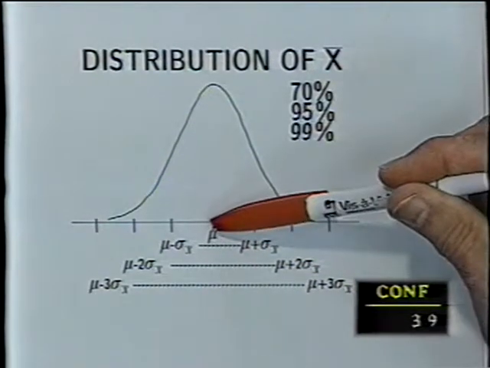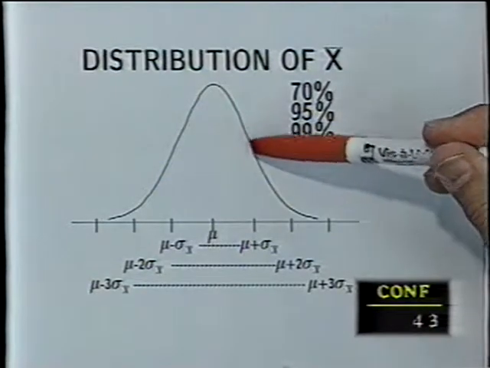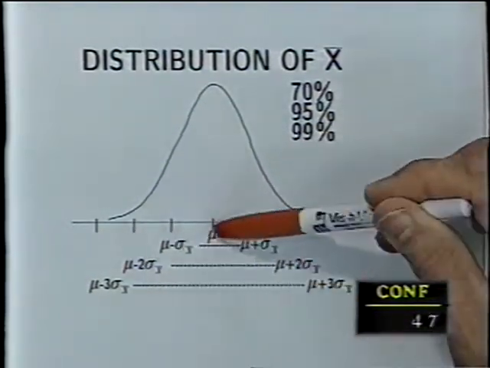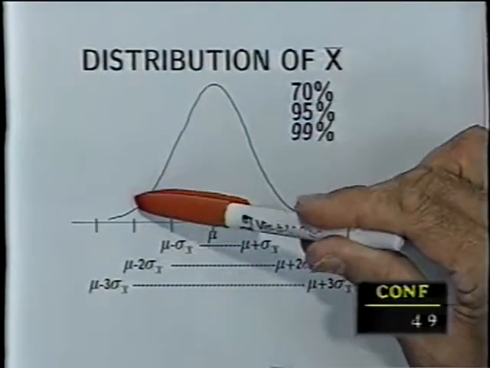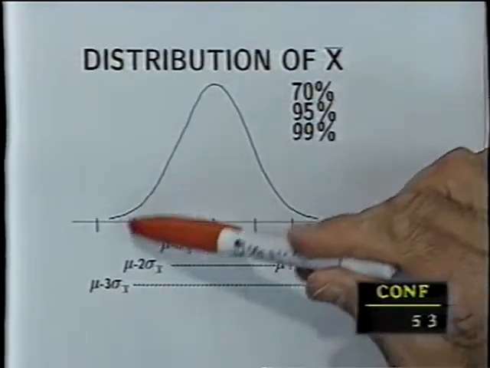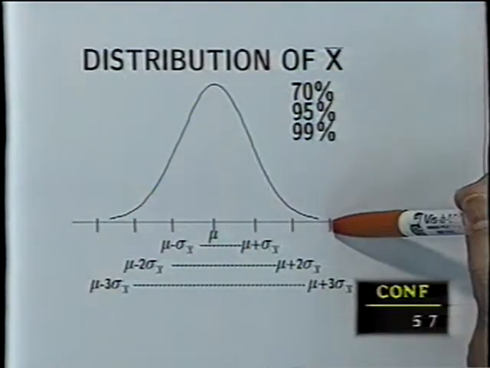And if we take the mean minus 1 and the mean plus 1, we get about 70% of the area. That's where the inflection point is. If we took the mean minus 2 and the mean plus 2, this distance from here to here would contain 95% of the area, and the distance between here and here would contain 99% of the area.